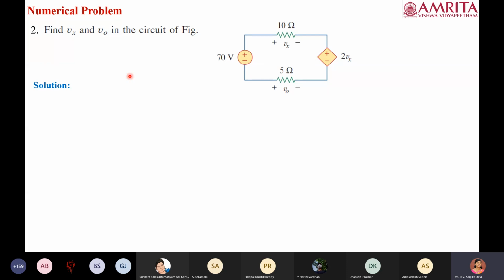So just by applying KCL and KVL, we will see how to analyze the circuit and determine the unknown terms.